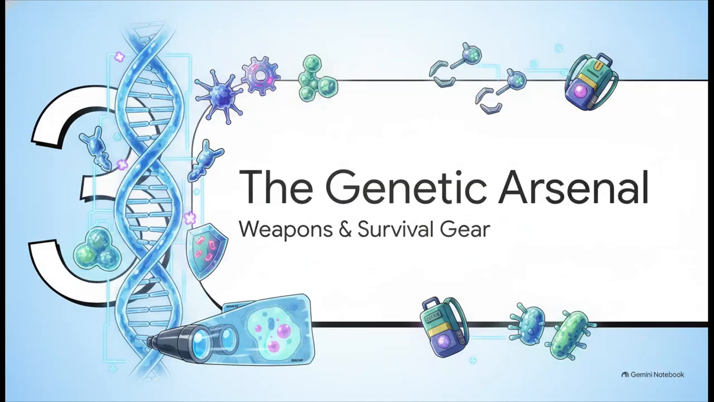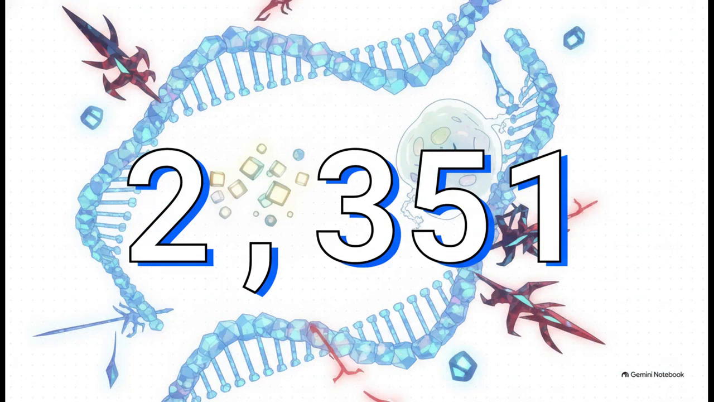Part 3. The genetic arsenal, weapons, and survival gear. This structural data perfectly sets up the most critical part of our investigation. How exactly does Psychrobacter immobilis survive inside a human wound and cause such severe necrotizing damage? I mean, what specific biological weapons is it carrying?